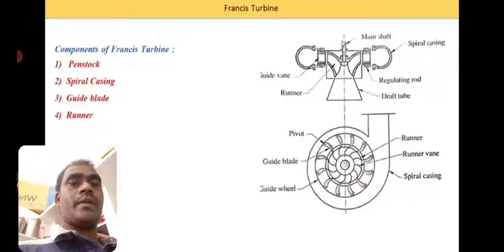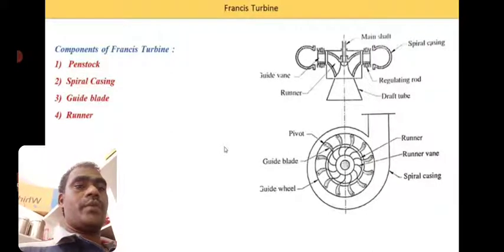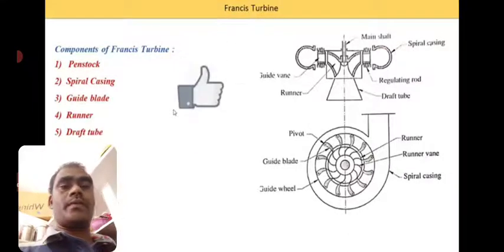Then fourth part is the runner. The runner is mounted on the shaft. So this is the main shaft, and this part is known as the runner. In the top view, this part is known as the runner. And the fifth component is the draft tube. This part is known as the draft tube. One by one, we understand these components in detail.